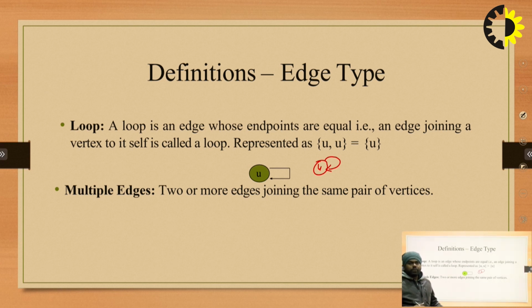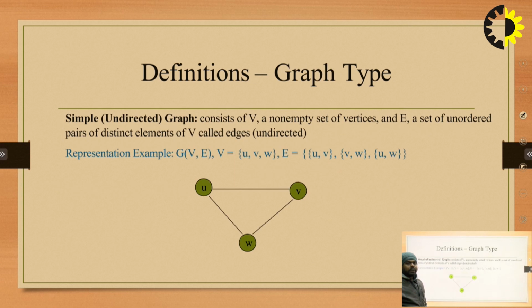Okay, this is the loop. Now the next point is multiple edges. Two or more edges joining the same pair of vertices are called multiple edges. Now, this is a simple graph. Now I will explain the degree of a graph also.